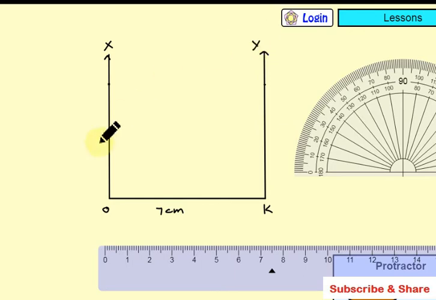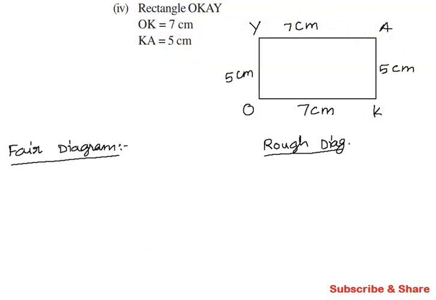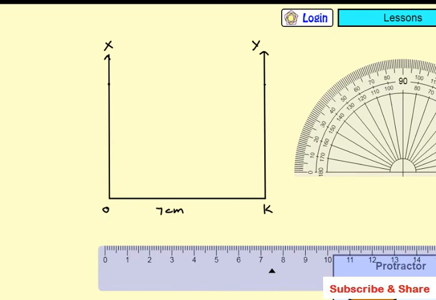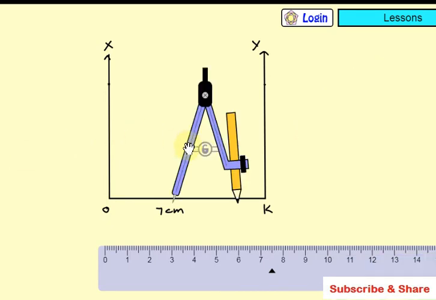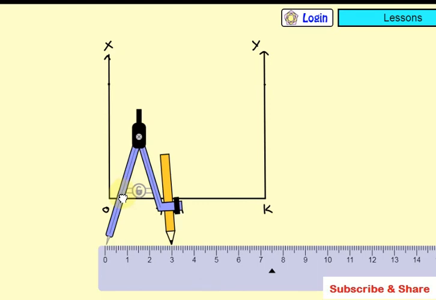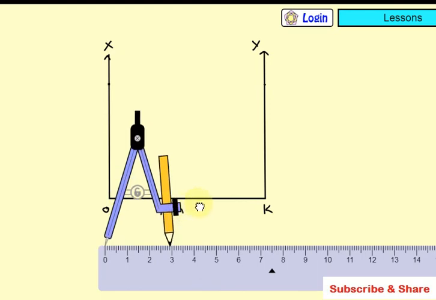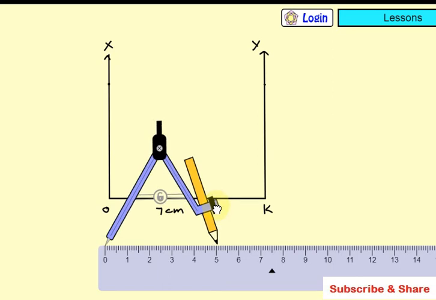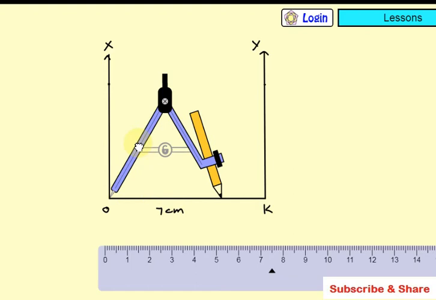Now we have to draw the breadth. So see this diagram. Here the breadth is 5 centimeter. So by using compass we have to cut an arc from O 5 centimeter. So now take your compass and measure 5 centimeter, because breadth is 5 centimeter. So measure 5 centimeter like this. After measuring this, keep your compass at O.